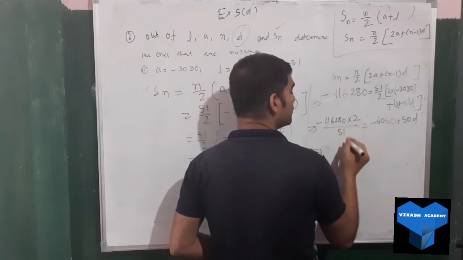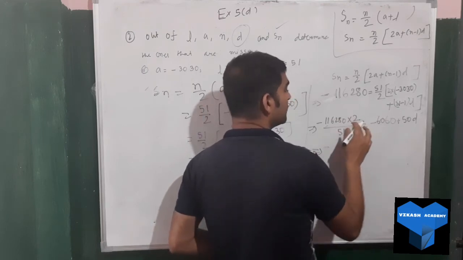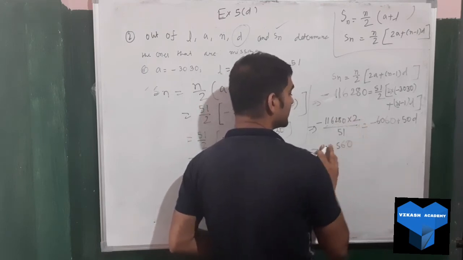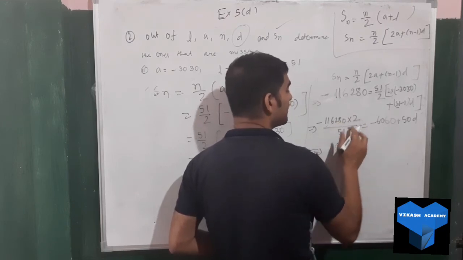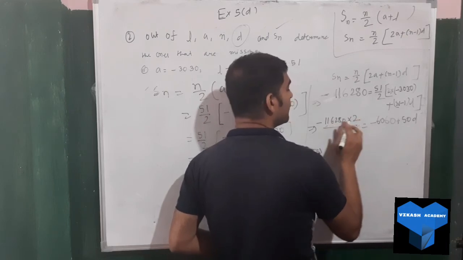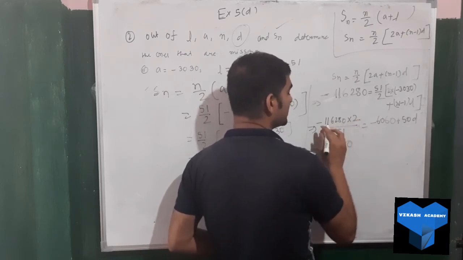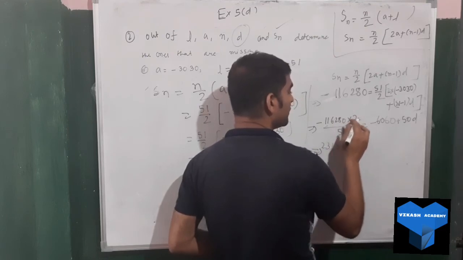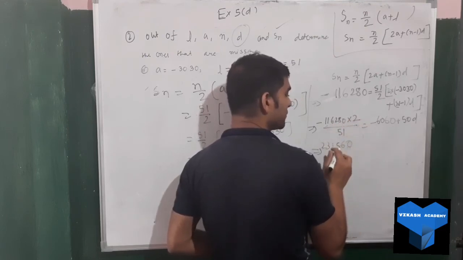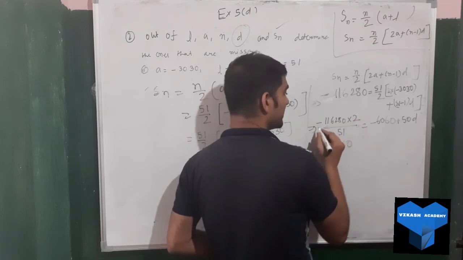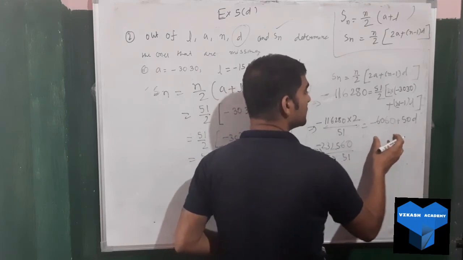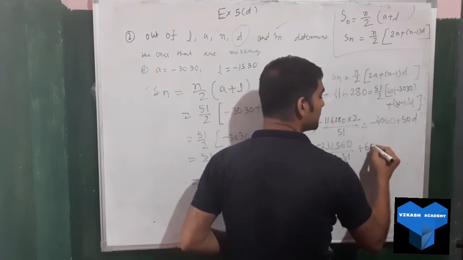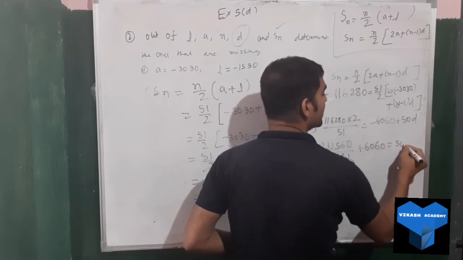Next step, if you multiply here with 2, 2 zeros are 0, 2 8s are 16, 2 2s are 4 and 1 is 5, 2 6s are 12 and 8, 2 1s are 2 and 1 makes 3, 2 1s are 2. We put the minus sign, divided by 51. Then minus 6060 becomes plus 6060, equal to 50d.